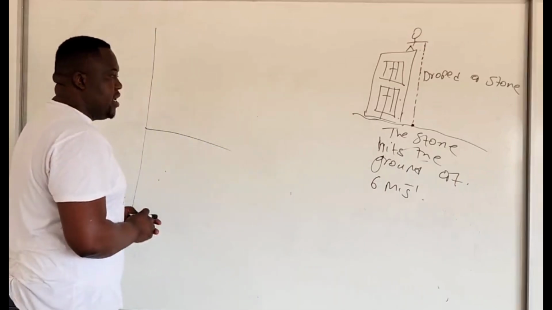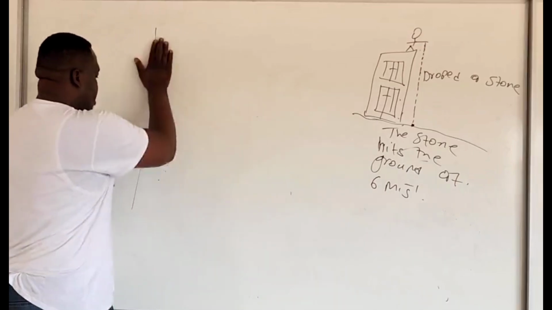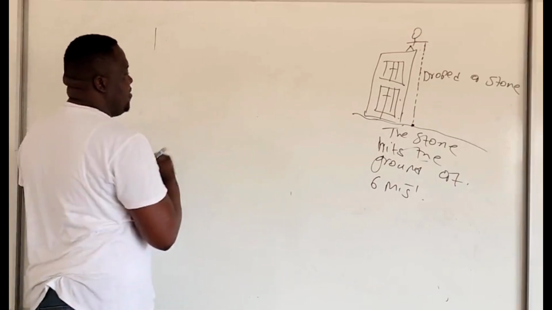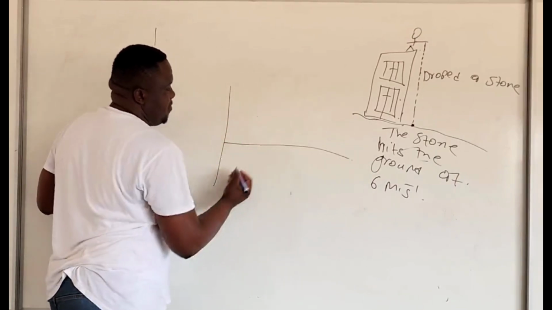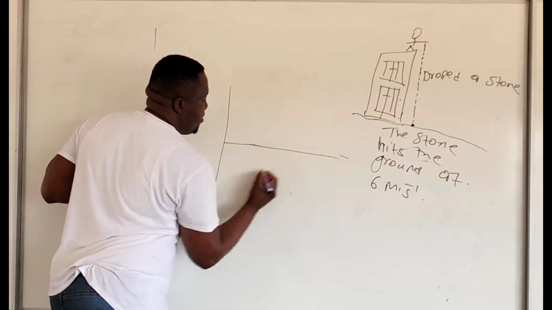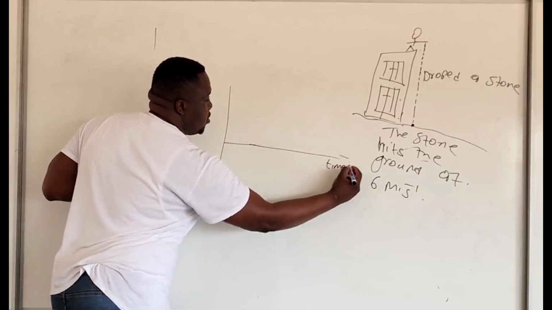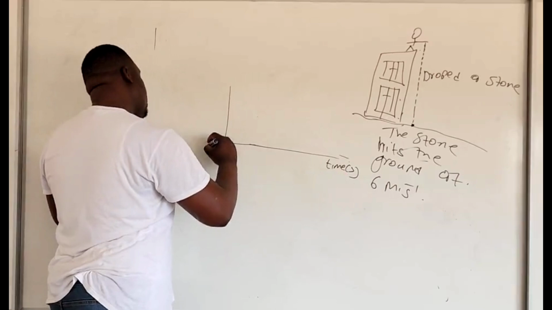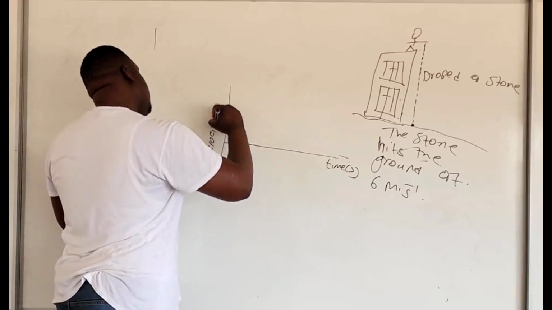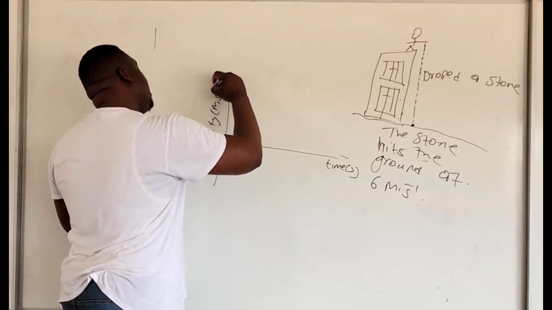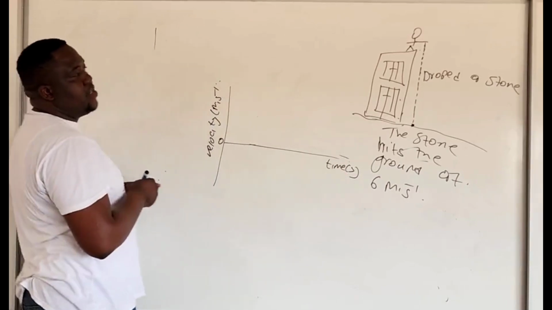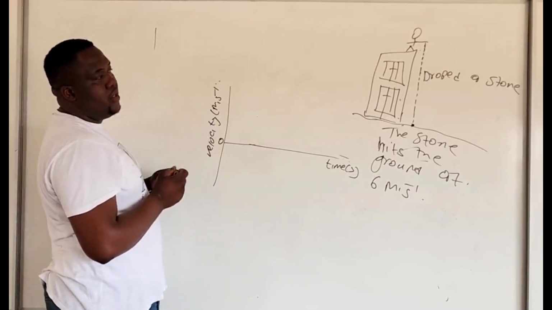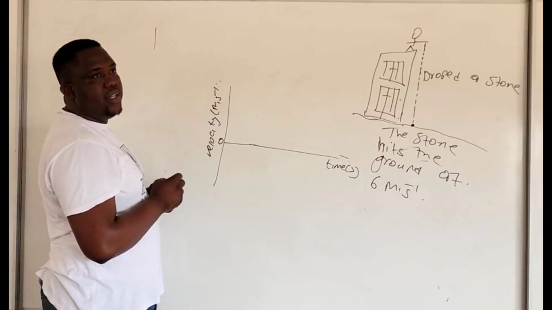So let us represent that on a velocity versus time graph. We're going to have time in seconds, then velocity in meters per second. This is at 0. It means the object was dropped. I mean, a person dropped a stone.